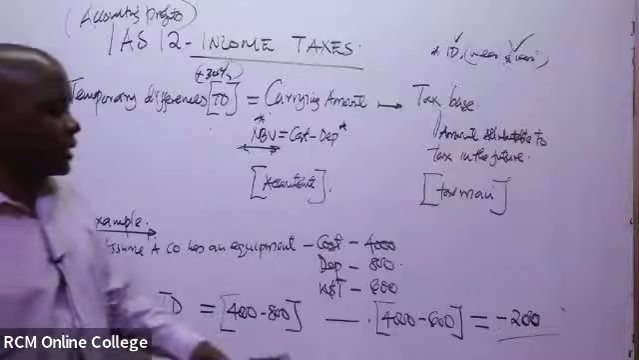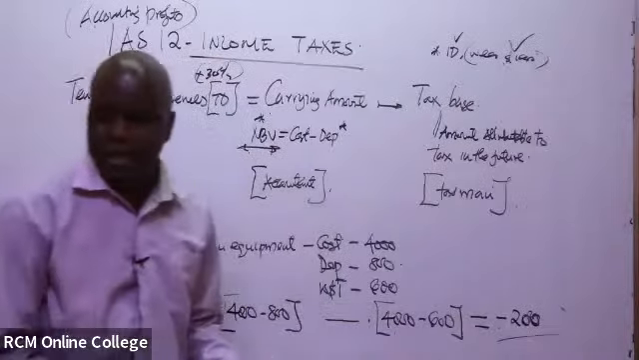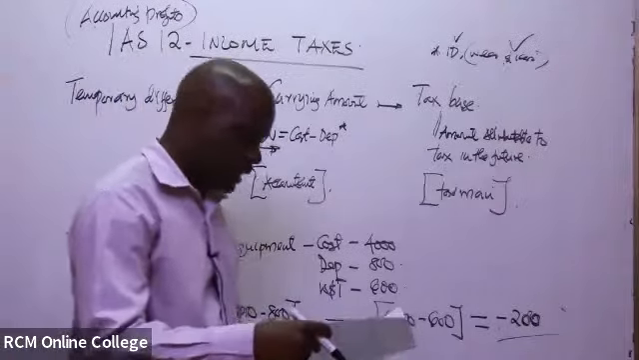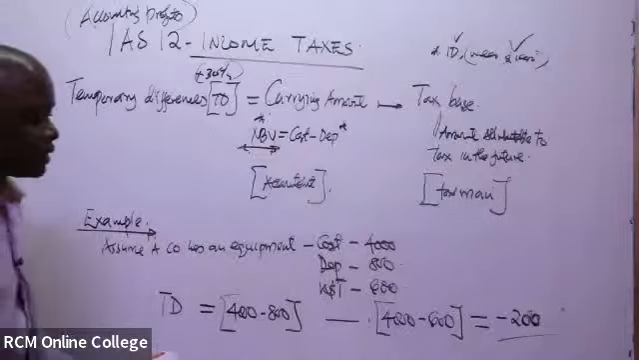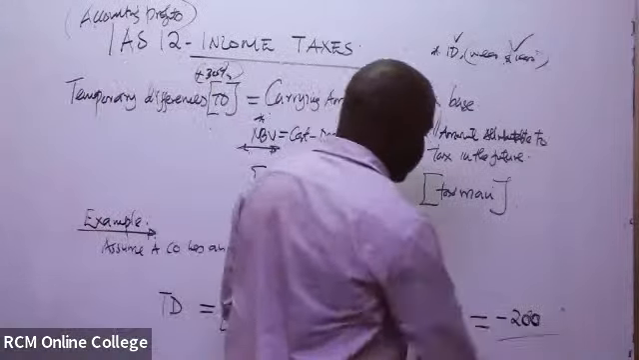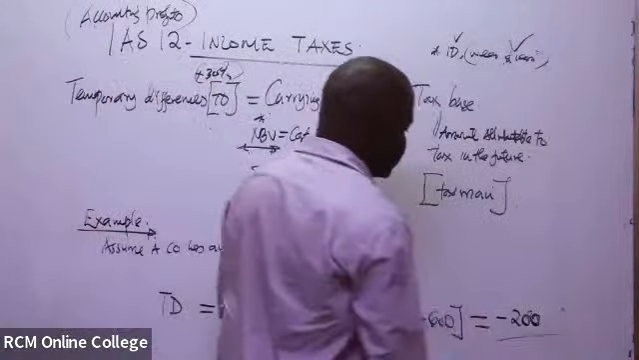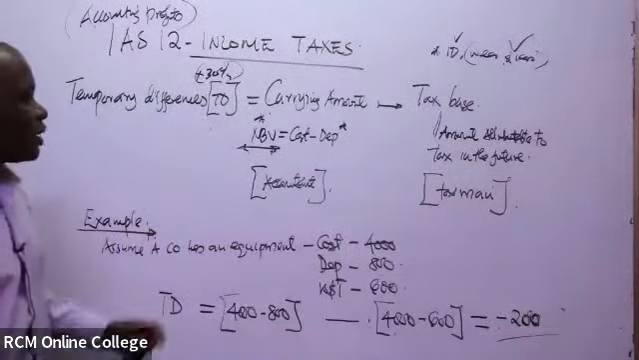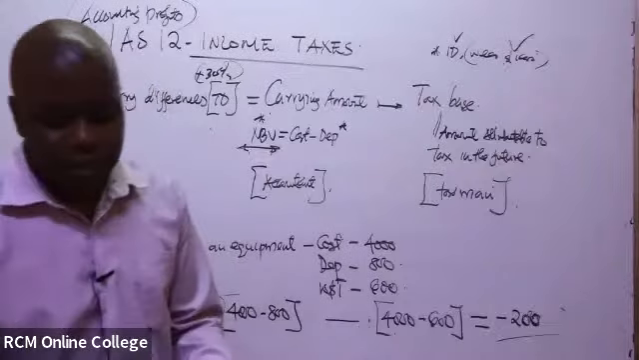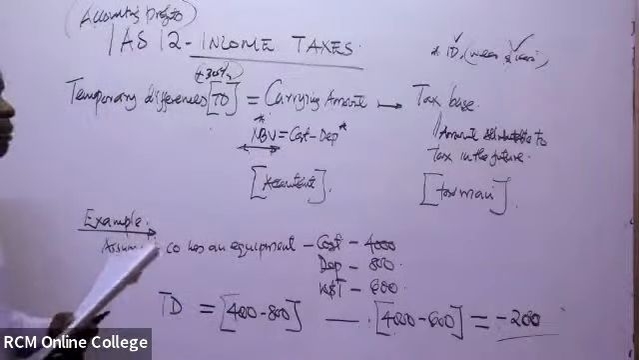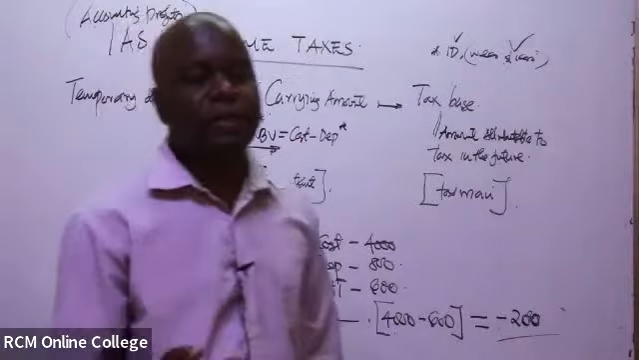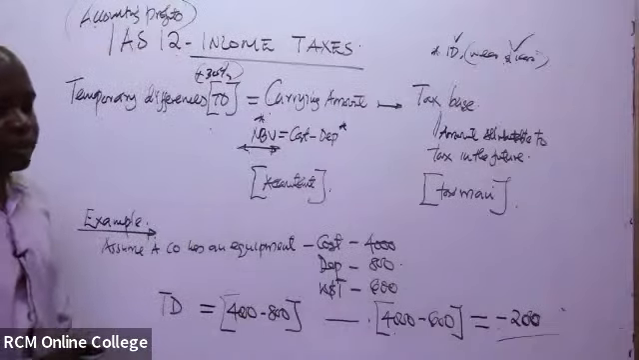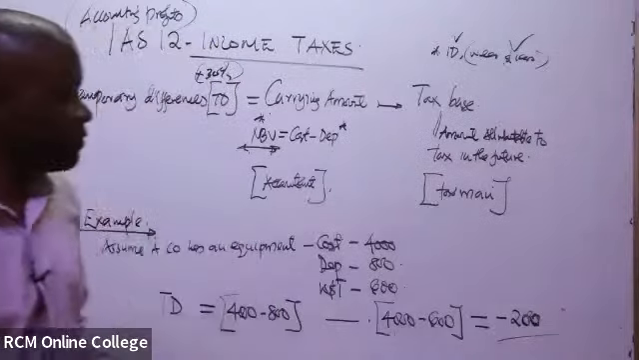When it is negative, we refer to it as a deductible temporary difference. But when you get it as a positive, it will be a taxable temporary difference. So if it is negative, it is a deductible temporary difference, and if it is positive, it is a taxable temporary difference. In simple terms, that is how you arrive at the temporary difference. There are two types of temporary difference: deductible and taxable.